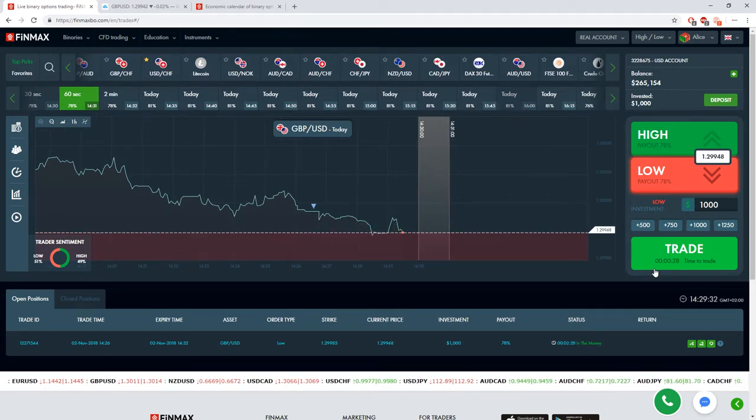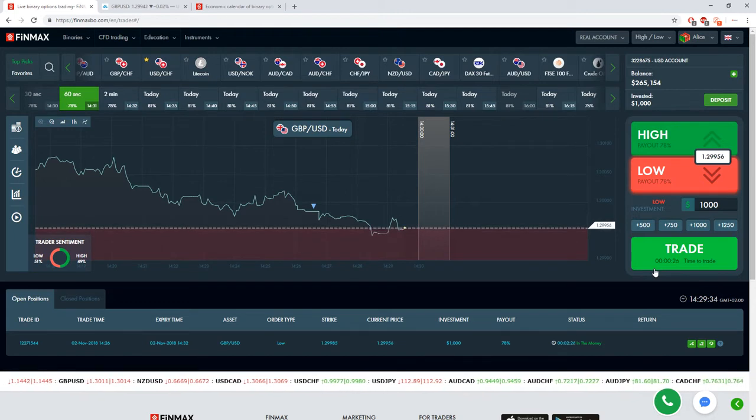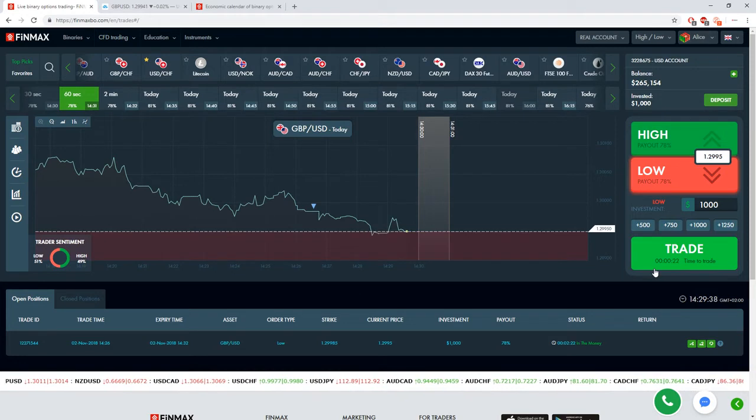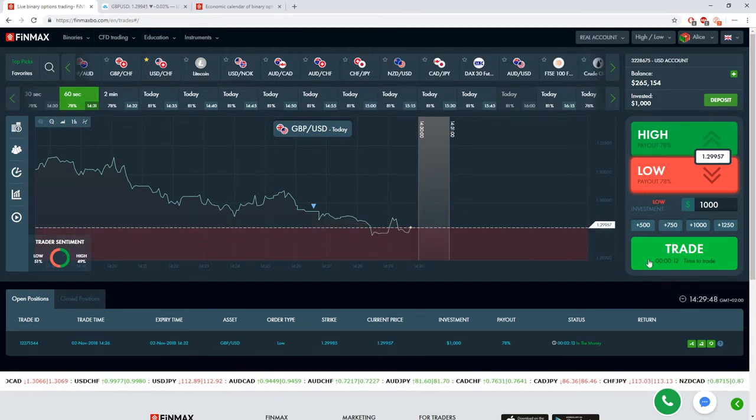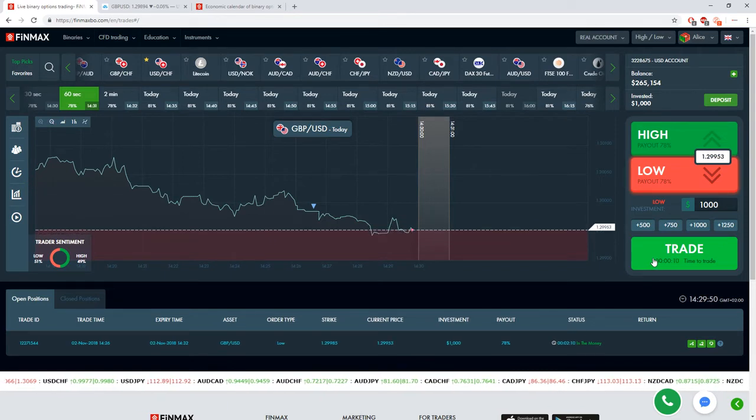And in case these two trades are out of the money after the event, I will take some measures in order to close the deal, to close my trading session in profit. So let's wait a couple more seconds and confirm the trade.